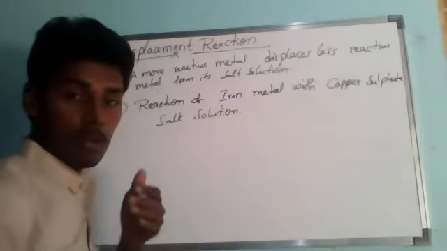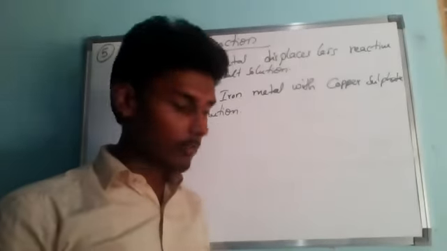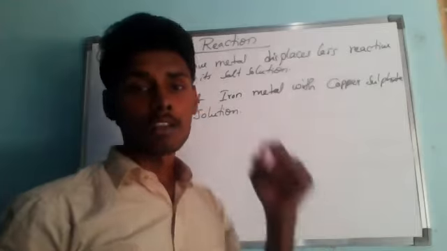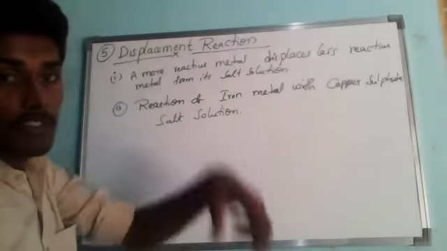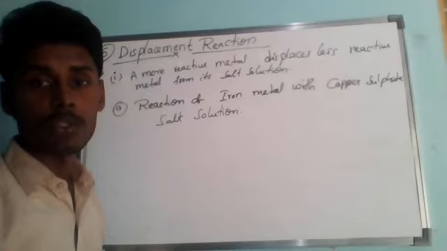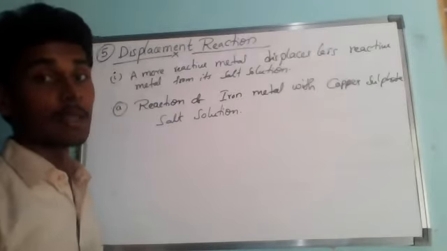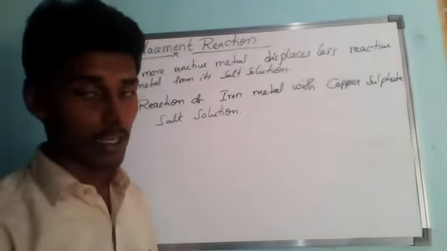So this is the reaction. Here you can see that when a strip of iron metal, or a piece of iron metal, or an iron nail is placed in a copper sulfate solution for some time, the blue color of the copper sulfate solution fades and a red brown coating of copper metal is deposited on the iron strip or iron nail.